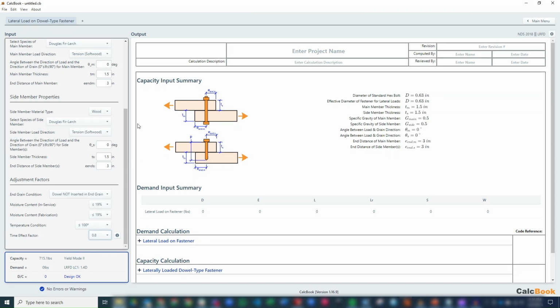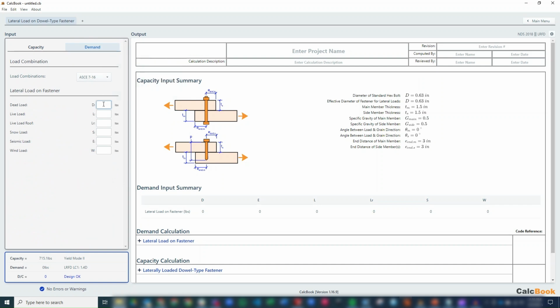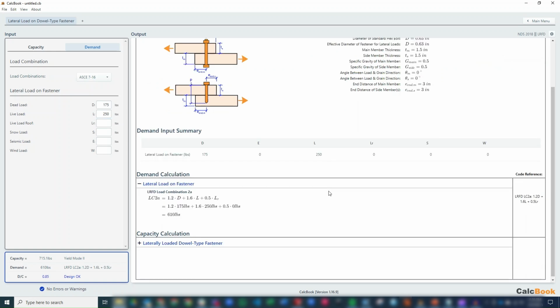All right. Okay, now we need to enter in our demand, and we said that we had 175 pounds of dead load and 250 pounds of live load. All right, and it's showing us that we have a DC ratio of 0.85, so we are good. So let's go ahead and jump through the calculation here and take a look at some of the different things that that CalcBook is going to show us.